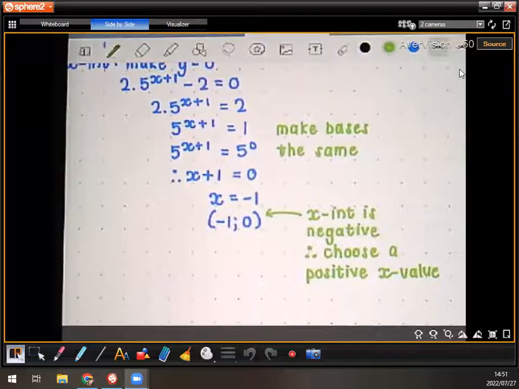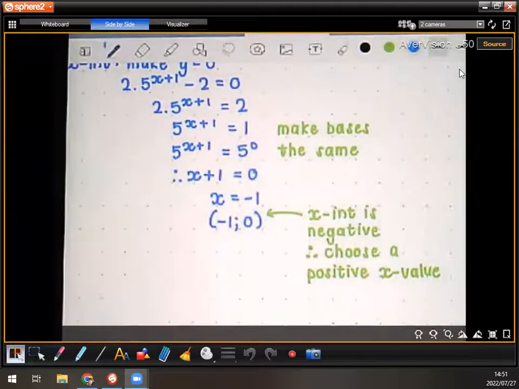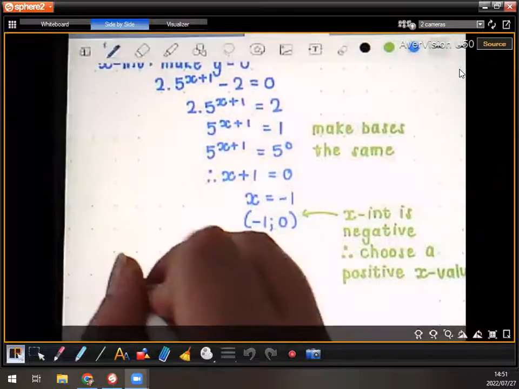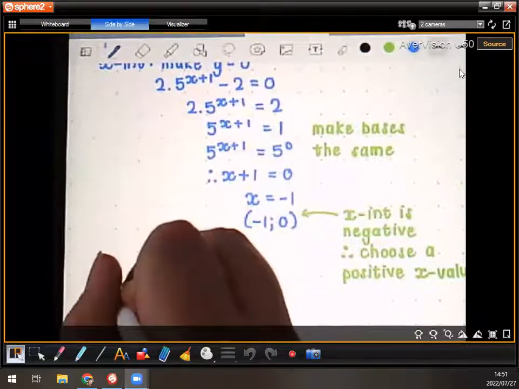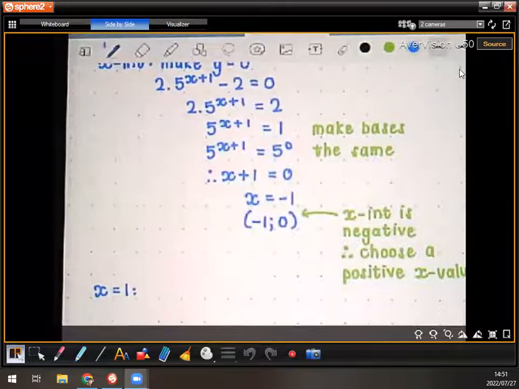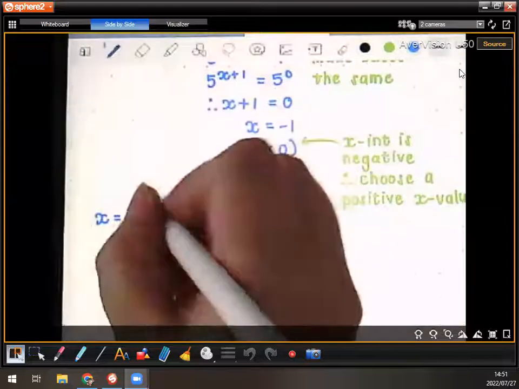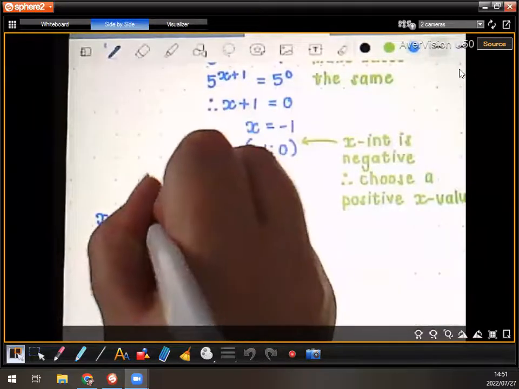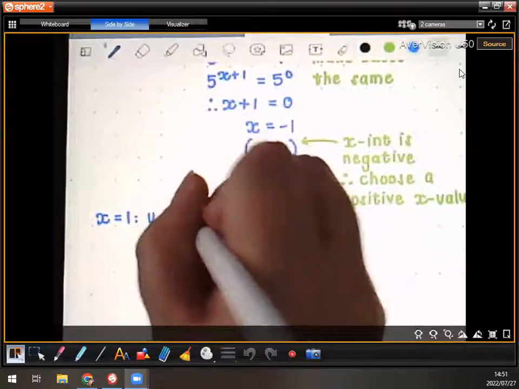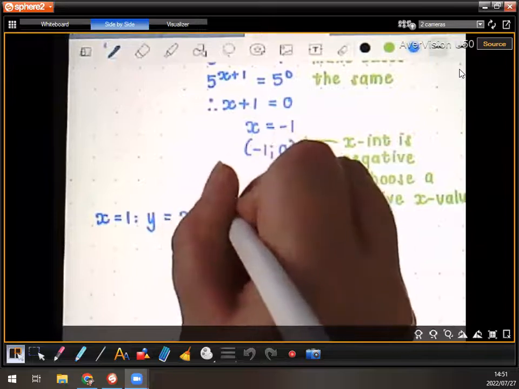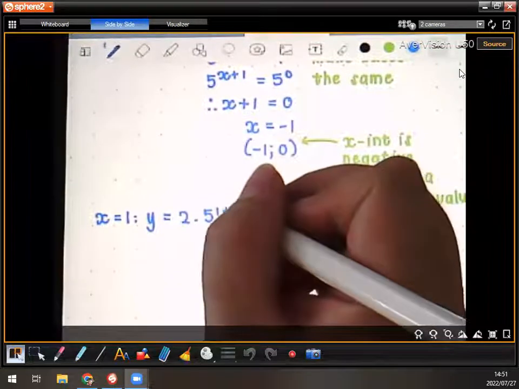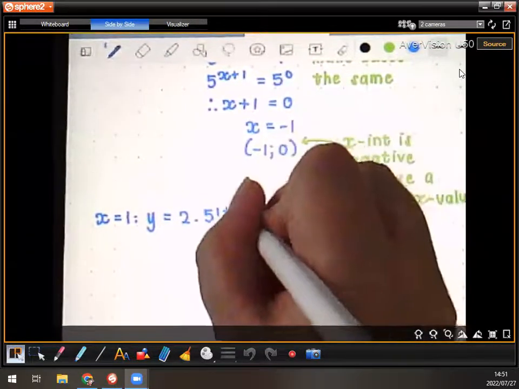So guys, since we had -1, I'm going to choose +1. All right, does that make sense? Just so that it's kind of symmetrical. So I'm going to choose x equals 1. I'm going to write it over here, x equals 1. And we sub that value into the equation of the graph. So we have y equals 2 times 5 to the x plus 1. Is that correct now? 5 to the x plus 1, yeah? Minus 2.